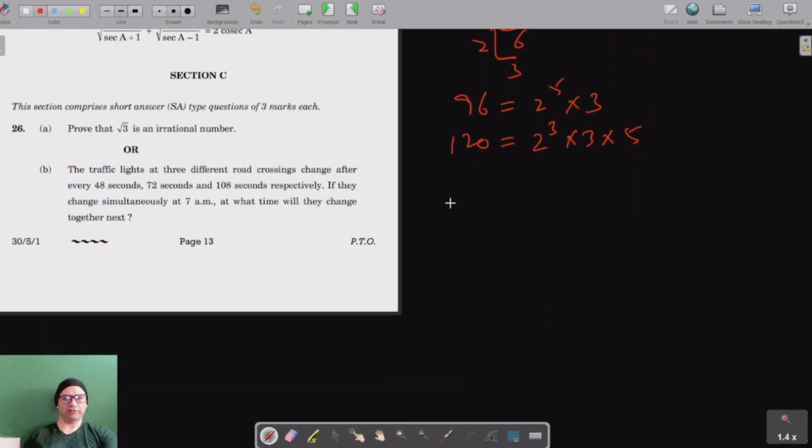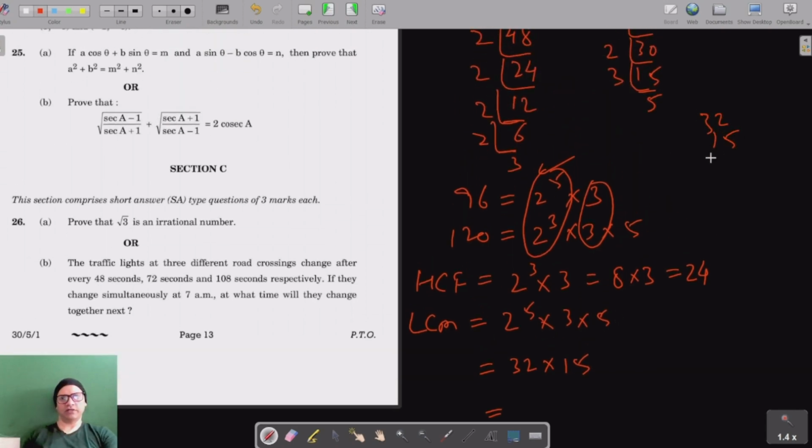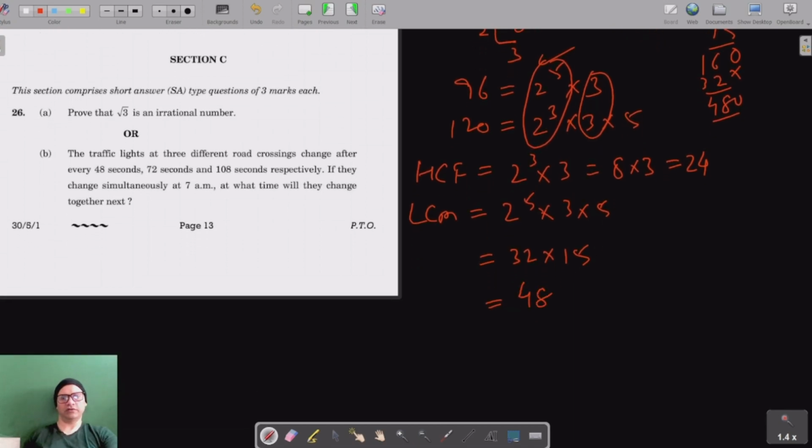Okay, we have to find the HCF and LCM, so let's find out HCF. For the common factors among these two, we have to take the smallest power, 2 cube, and 3. So it's 8 into 3, which is equal to 24. Now let's find the LCM. We have to take the highest powers, 2 raised to the power 5 into 3 into 5. Now 2 raised to the power 5 is 32 into 15, which is equal to 480.